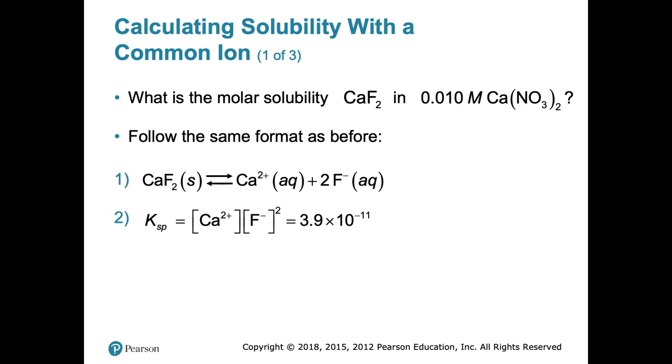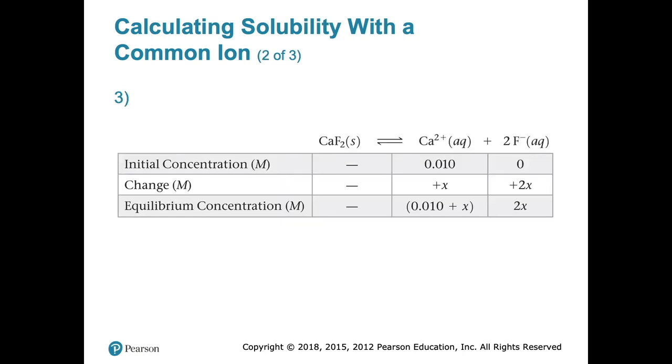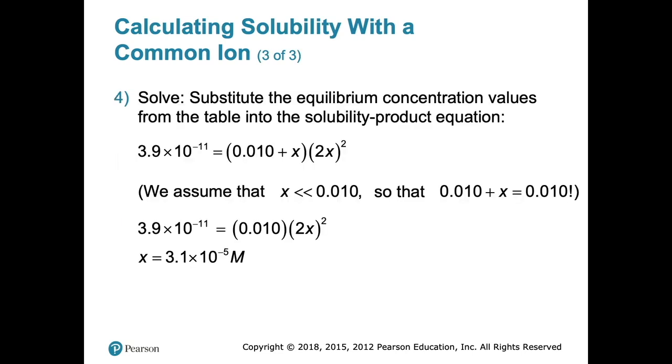By the way, Ksps are actually found in a chart in your book, but we'll give them to you on a test. You don't have to look it up in the book. So what do you do now? Again, you have to make the ICE table, but instead of having all the same stuff as before, you start out with the initial being 0.01 for that extra calcium instead of 0 like you had before. So now it's 0.01 plus x, and then 2x for the fluoride. Then you put it all together again. Now it's 3.9 times 10 to the negative 11 equals 0.01 plus x, times 2x squared.